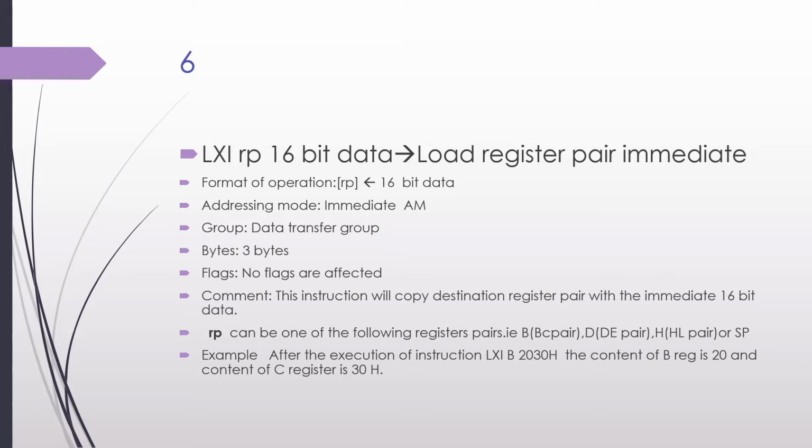Now here, what is the meaning of RP? It is pair of register. So in 8085, there are valid pairs of registers which are B for BC pair of register, D for DE pair of register, H for HL pair of register. And also here a special mention of stack pointer is there, that is SP is also taken as a pair of register to put some address into the stack pointer. So you can use it as LXI SP 16-bit data also. And the example is, you can consider LXI B 2030. Means this 2030 we are putting into BC pair of register. So after the execution of this instruction, B will have 20 and C will have 30 in it.